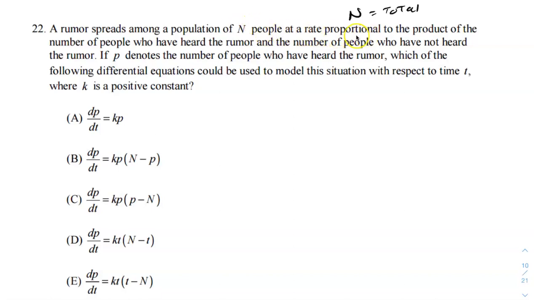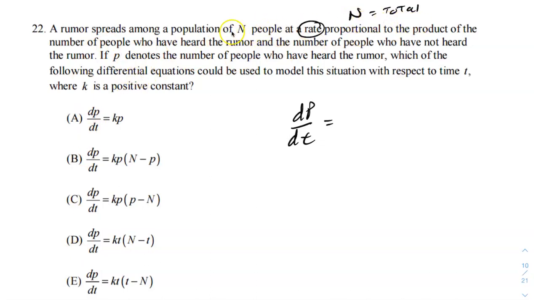At a rate proportional, so it's a rate, so it means a derivative. If you notice all these sides here, they're all derivatives proportionate to the number of people who have heard the rumor. So we're going to do dP over dt. That part's not even scary, they all have that.